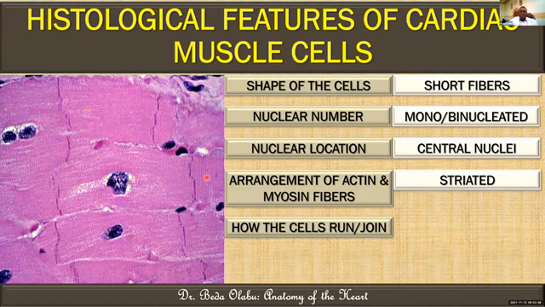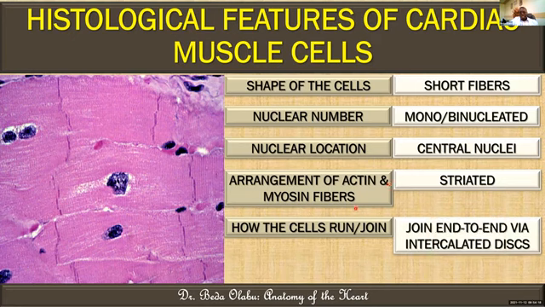When you have those alternating dark and light bands, the dark bands represent myosin zones, and the light bands represent regions lacking myosin. If you remember the concept of the A band, the dark bands, and I band, the light bands. So that arrangement of alternating dark and light bands is what we call striation. Cardiac muscle, just like skeletal muscle, are striated. Lastly, we look at how the cells join.